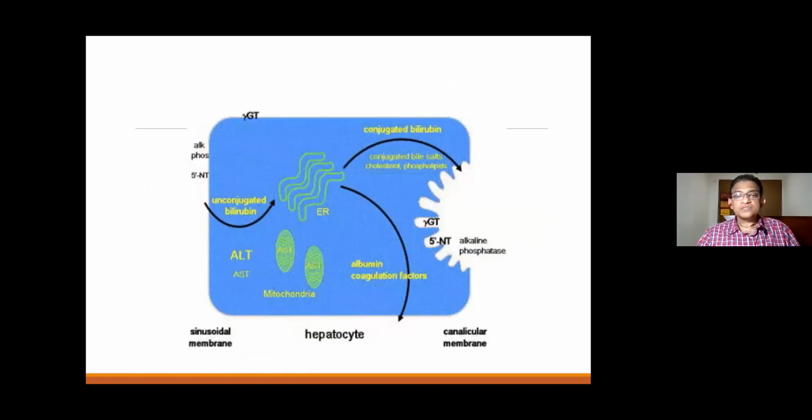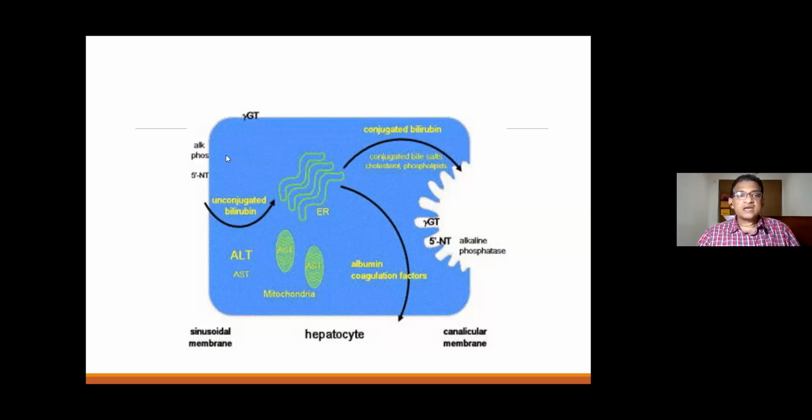This is a hepatocyte, and you can see this is the sinusoidal side, and this is the biliary canalicular side. The hepatocyte contains various enzymes like ALT, alanine transaminase, or SGPT, then AST. ALT is mainly cytosolic, that's in the cytoplasm, and AST is mainly in the mitochondria. This is important clinically because illnesses that damage mitochondria will release more AST into the circulation.